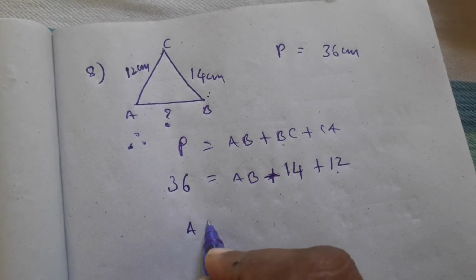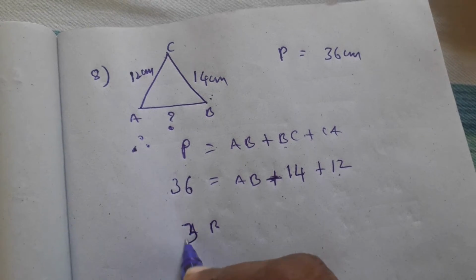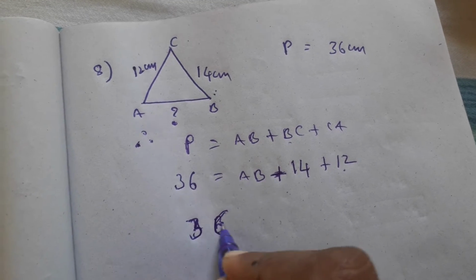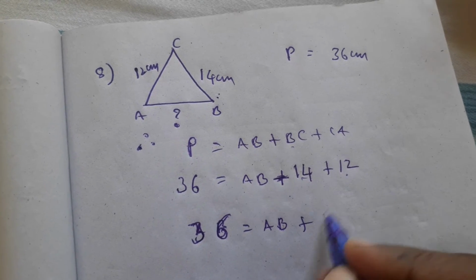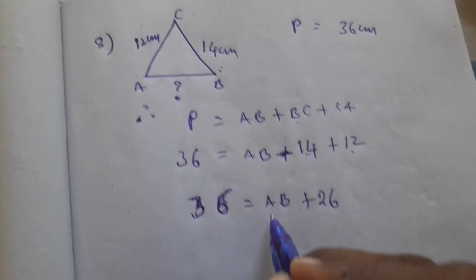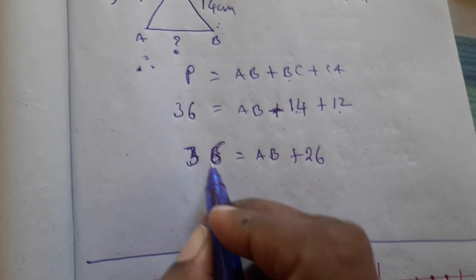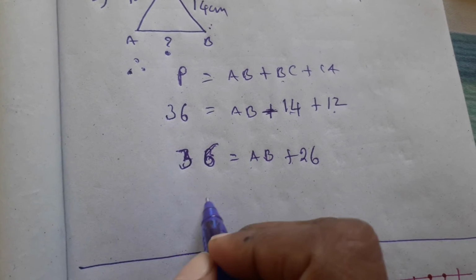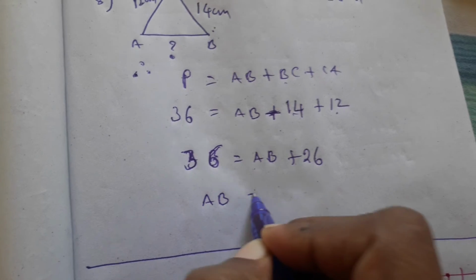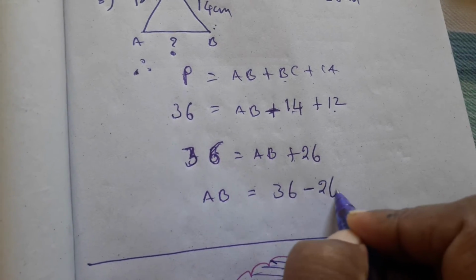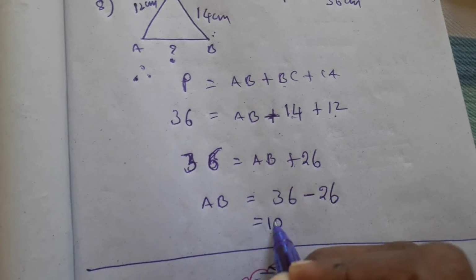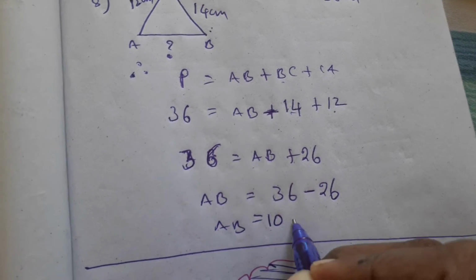So now 36 is equal to AB, write AB as it is because we don't know. Now 14 plus 12 is 26. So bring 26 here: plus 26 will become minus 26, because it is on the addition side, so on the other side it will become subtraction. 36 minus 26 is 10. So AB is equal to 10 centimeters.